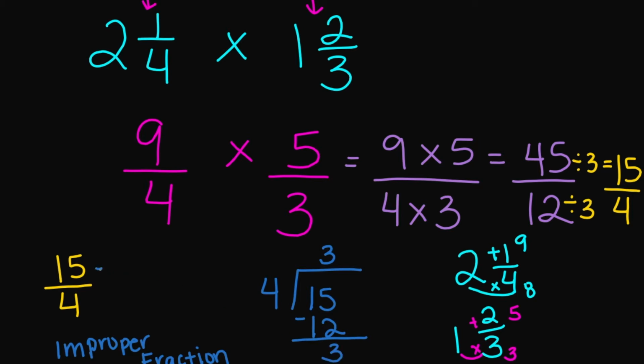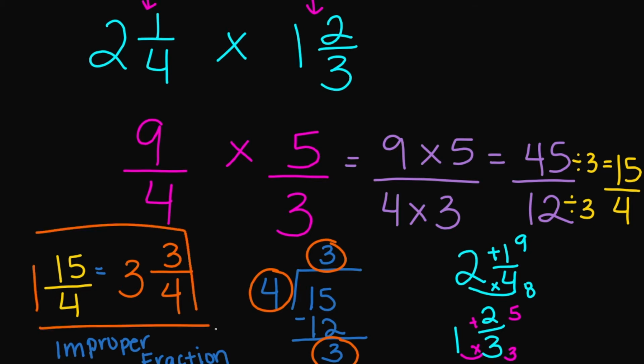So 15 over 4 as a mixed number is going to turn into 3 from your quotient up here. This is going to be your whole number. 3 again from your remainder. That's going to be your numerator. And then the 4 is going to be your denominator. And this is your final answer.